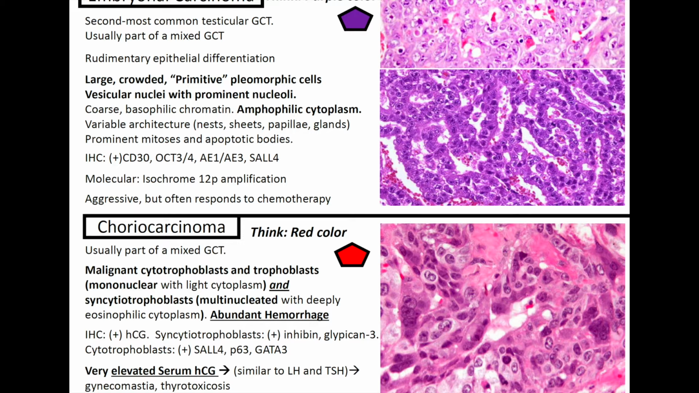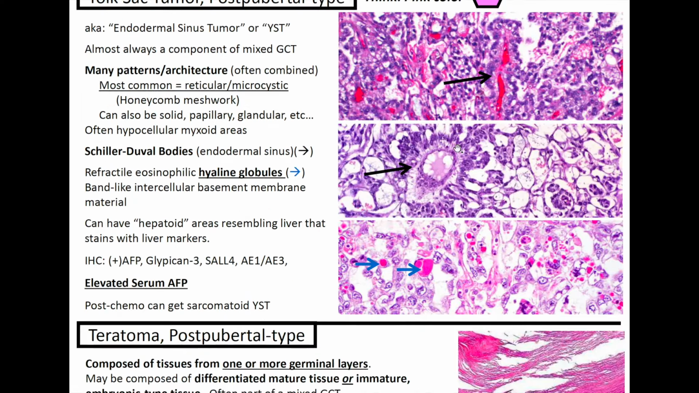So for IHC, just like seminomas, they're going to be OCT3/4 positive. However, distinctly, they're going to be CD30 positive for embryonal carcinoma. They will also be positive for AE1/AE3 and SALL4. Same molecular, as mentioned before, isochromosome 12p amplification, and these are often aggressive, but they do often respond to chemotherapy. So this is what an embryonal carcinoma would look like. And moving on.